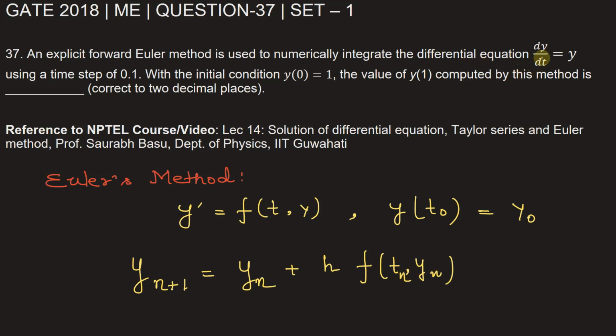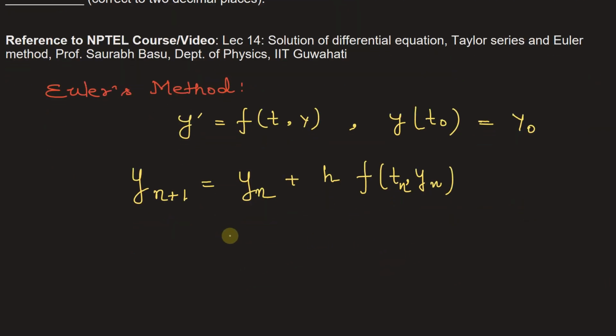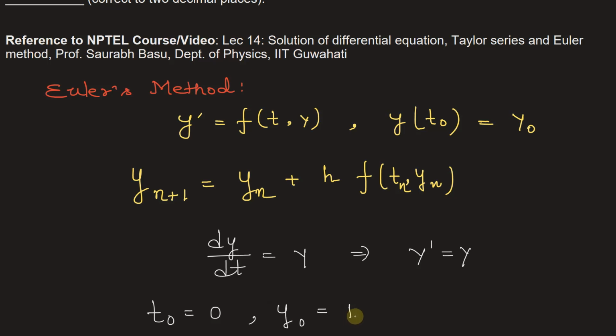Now in the problem, the given differential equation is dy upon dt is equal to y. Okay, so let's write it here. The given differential equation is dy by dt is equal to y. This we can also write as y dash is equal to y. Now the initial value is given as t naught is equal to 0, and for t naught to be 0, y naught value is equal to 1, and the time step is given as h is equal to 0.1. These values are mentioned in the problem.